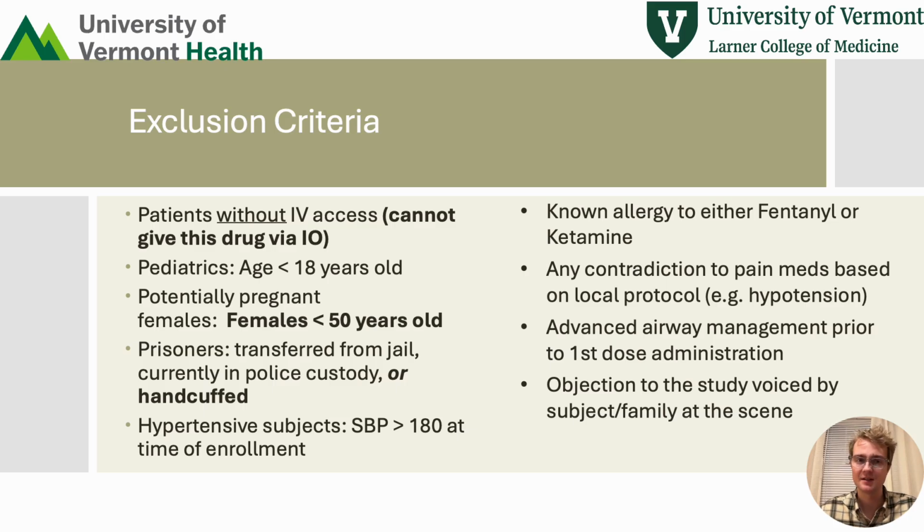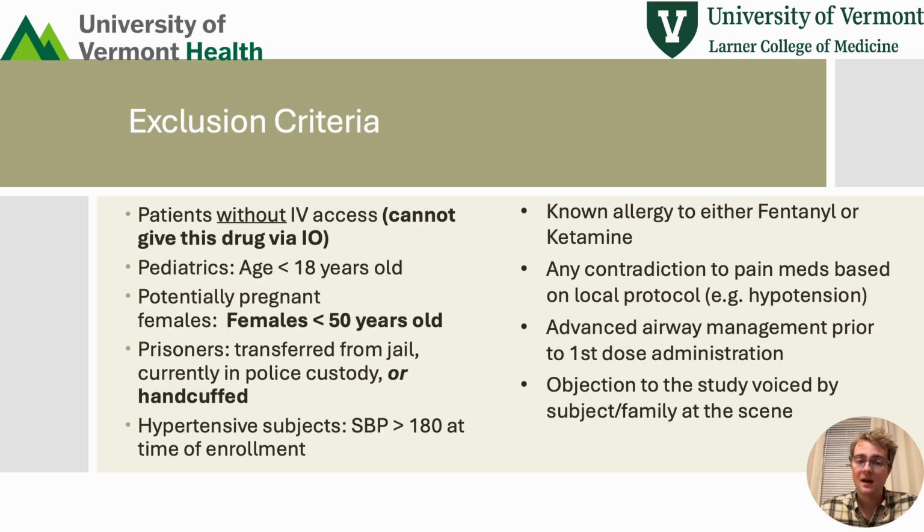Even if all 3 of those inclusion criteria are met, the patient still might be ineligible based on the exclusion criteria. So if any of the following are true, the patient should be excluded and should not be enrolled in the study. If the patient doesn't have IV access, they are not eligible for the study. The study drug has to be given IV. It can't be given IO, can't be given IM, it can't be given intranasally, has to be given IV.